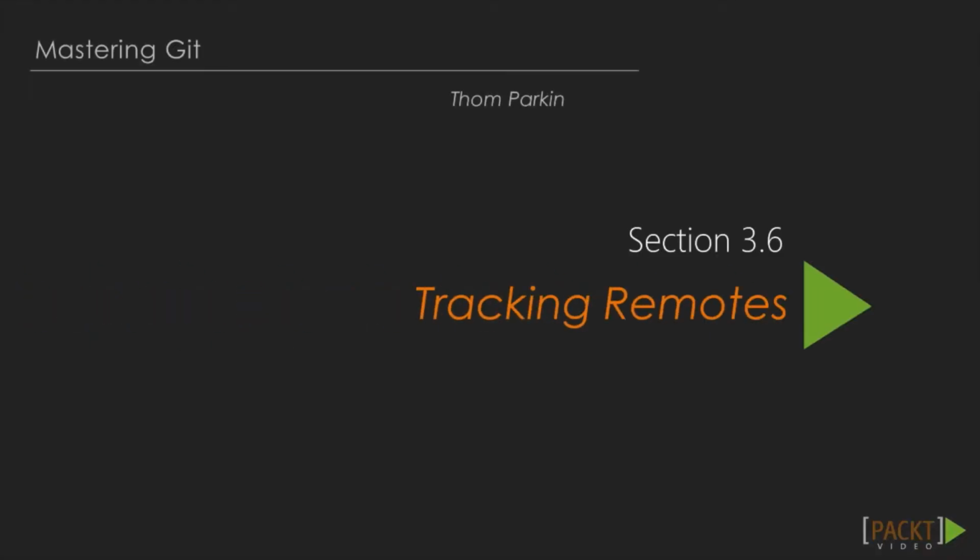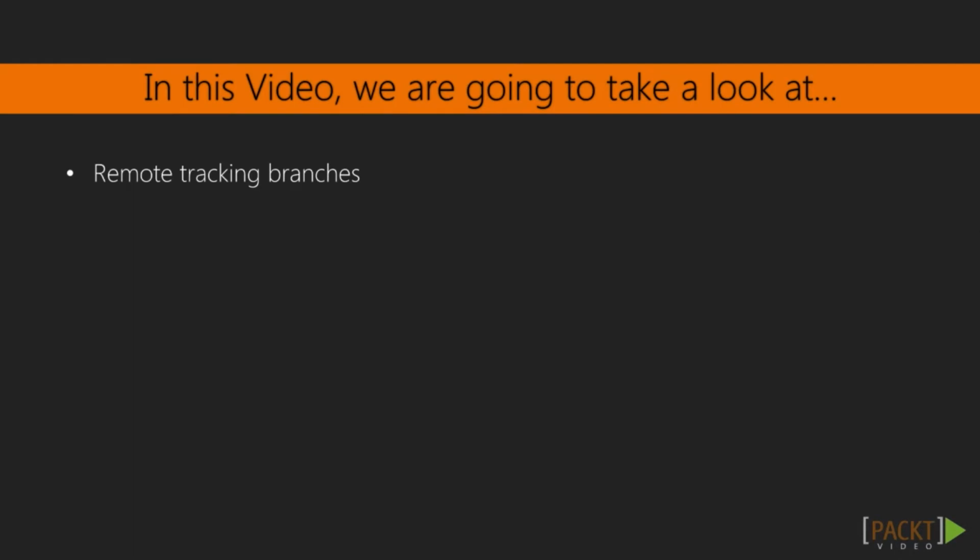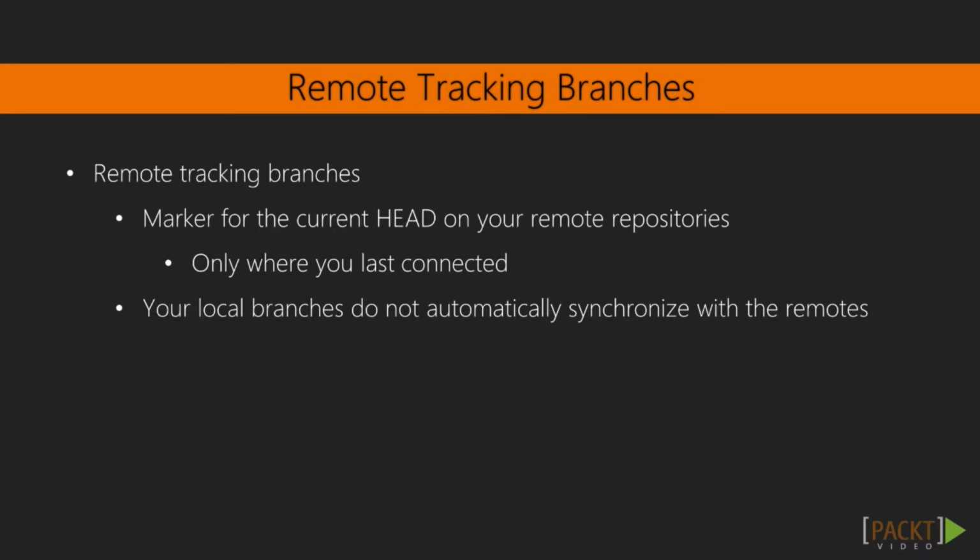Remote tracking branches. In this video, we will look at tracking branches on remote Git repositories. You could view remote branches as sort of bookmarks to where the branches on your remote repositories are, or where they were the last time you connected to them. When you want to share a branch, you push it to a remote. Your local branches do not automatically synchronize with the remotes you write to. We will revisit some of this later when we talk about branching in detail.